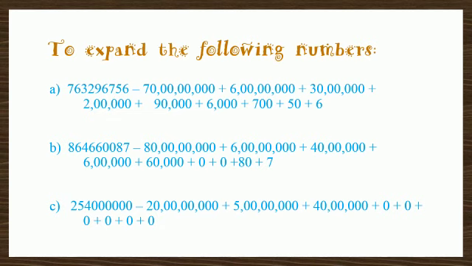Take the next number 6. Count the digits after it and put so many zeros. The same procedure will be continued till the ones place. Observe the next numbers and check the number of zeros.